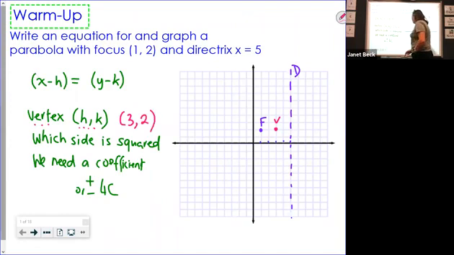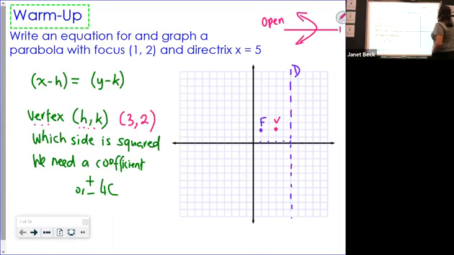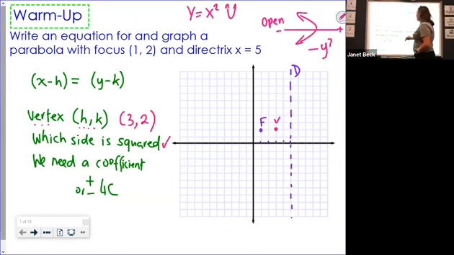So now I also know which way this is going to open. Which way is it going to open? Well, it must cup around the focus. It's going to be opening like this. That's telling me, because there's the positive x-axis, there's the negative x-axis, this is going to be negative. And I always just stop for a second and consider this. If x was squared, it'd be up and down. So this must be y squared. So which side is squared? The y side is going to be squared.